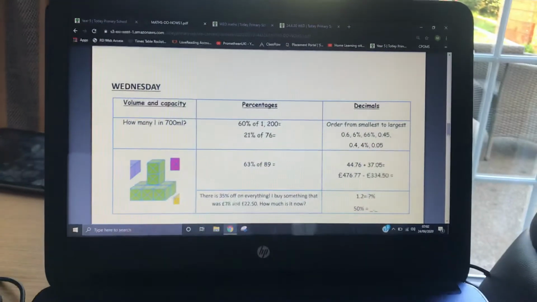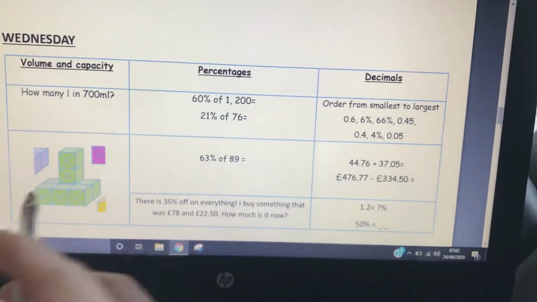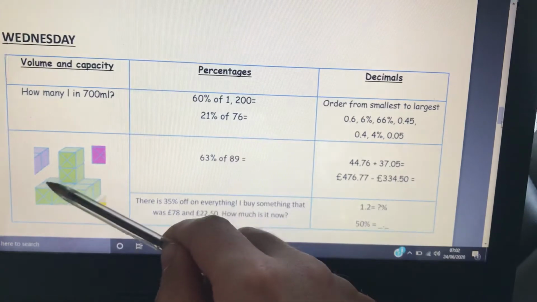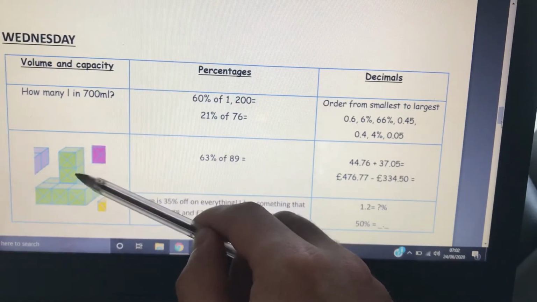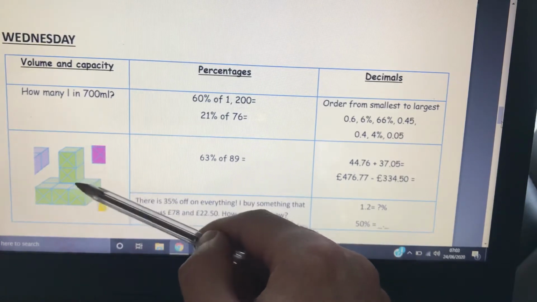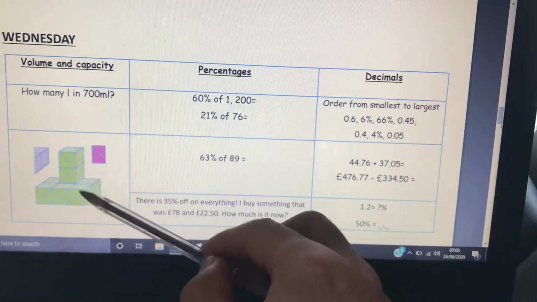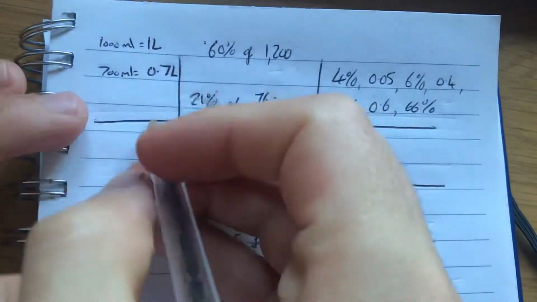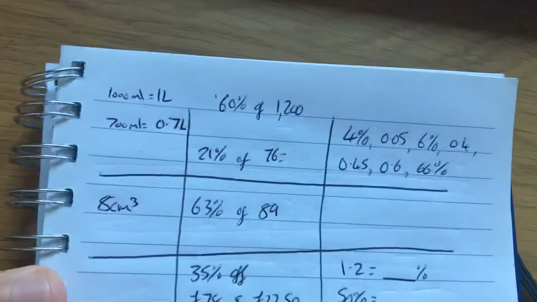How many cubes can you see here? So what is the volume of this one here? Oh, you've got 1, 2, 3, 4, 5 that you can see, 6, 7. But obviously that's got to be sat on something as well, hasn't it? So it's really 1, 2, 3, 4, 5, 6, 7, 8. So that's 8. We could say 8 centimetres, or we could say 8 centimetres cubed, or we could say 8 cubes, it's up to you.